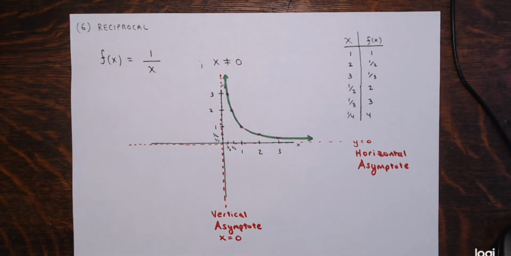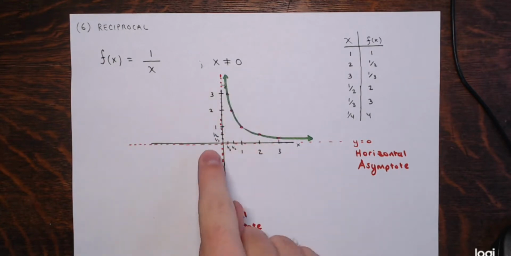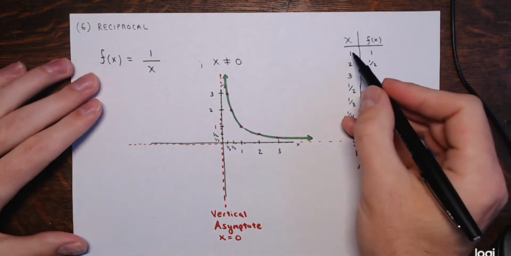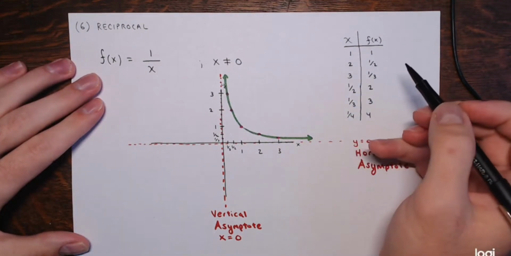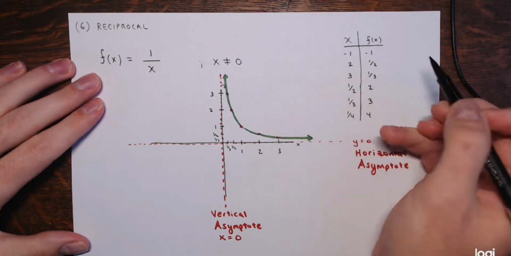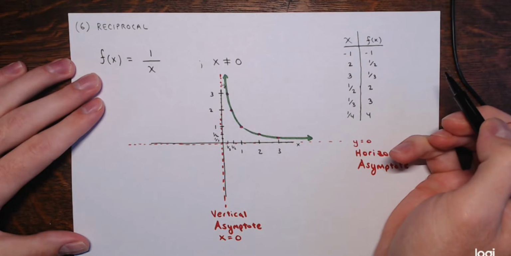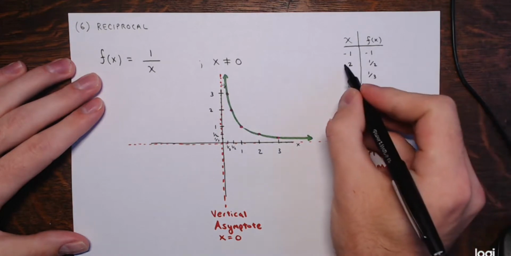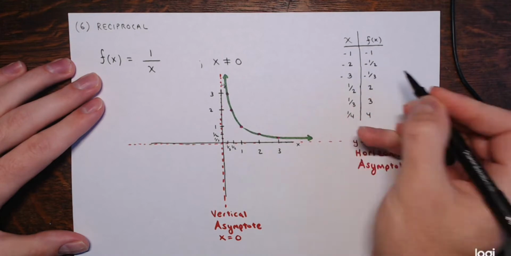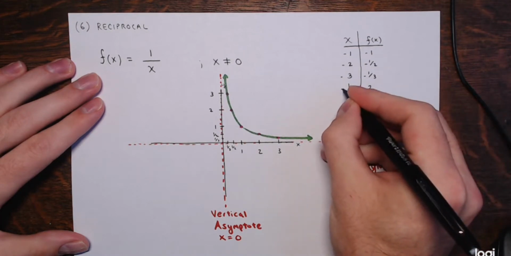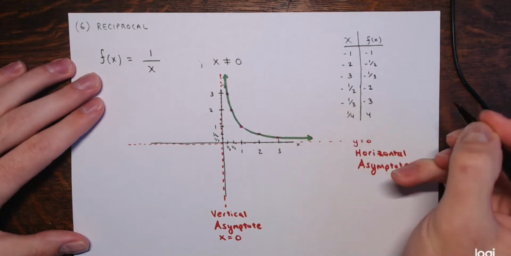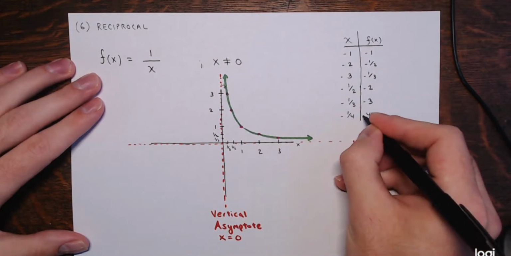All right, now that was for positive inputs. You'll see the negative inputs are very similar. If I plug in -1, the output will be -1. The reciprocal of -1 is -1. The reciprocal of -2 is -1/2. The reciprocal of -3 is -1/3. The reciprocal of -1/2 is -2. The reciprocal of -1/3 is -3. The reciprocal of -1/4 is -4, and so on.